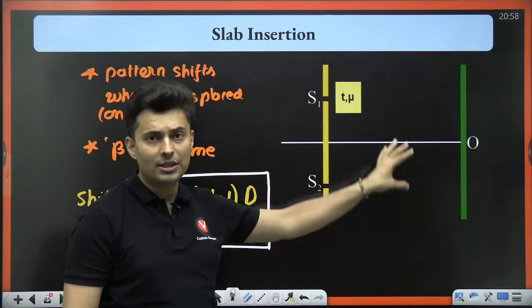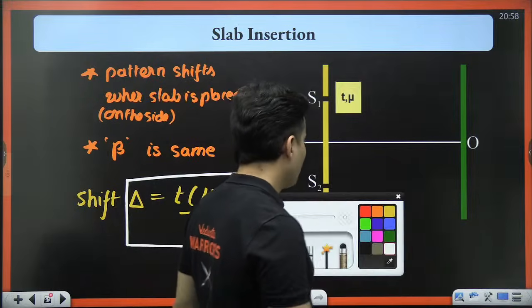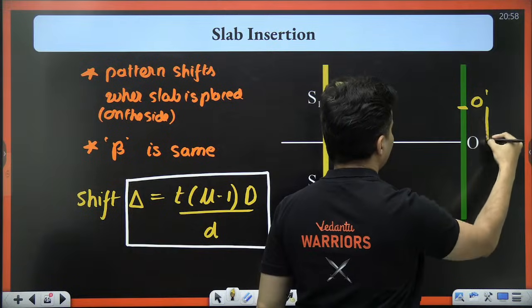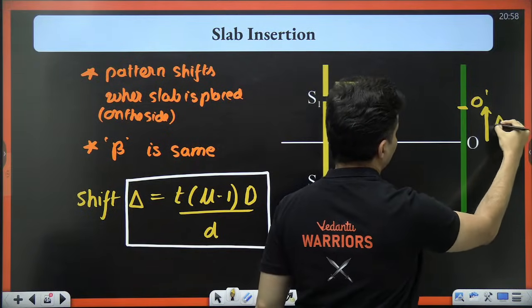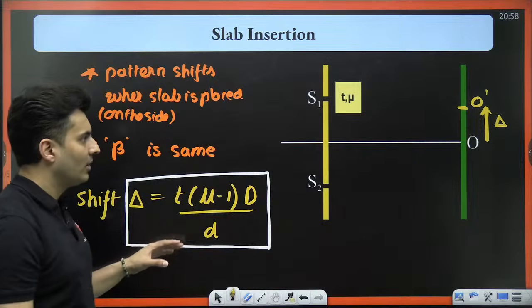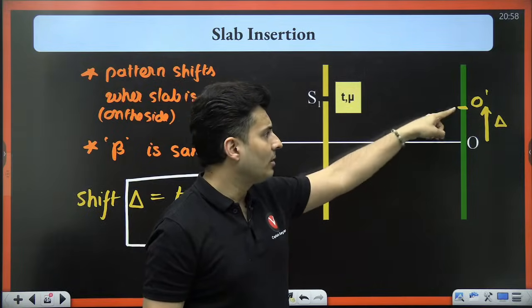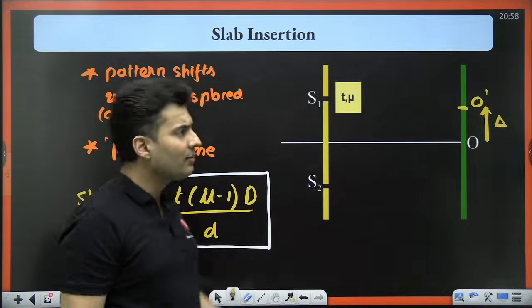In the fringe pattern, your 0 might now end up over here, 0 prime. So this is your delta, which is your shift. The 0th fringe will not come here, it will come here. What is the reason for that shift?